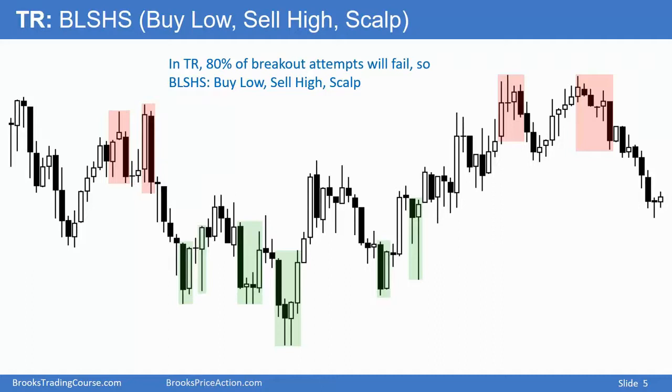Because 80% of the breakout attempts up or down fail, traders look to buy low, sell high, and scalp. You scalp because you assume the market is not going to break out. 80% of the breakout attempts fail, so you have a better chance to make money by taking quick profits.